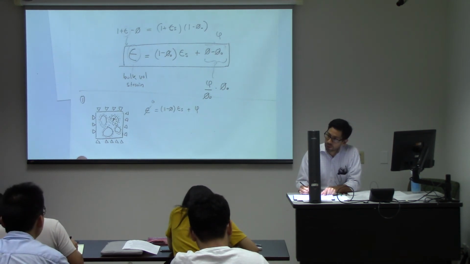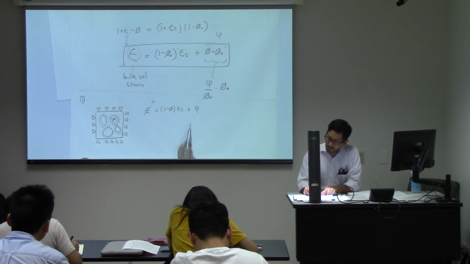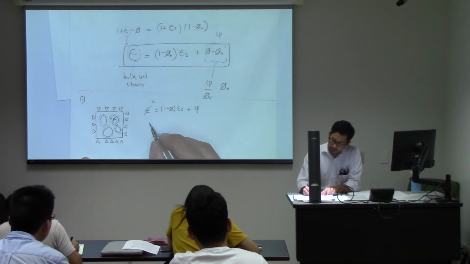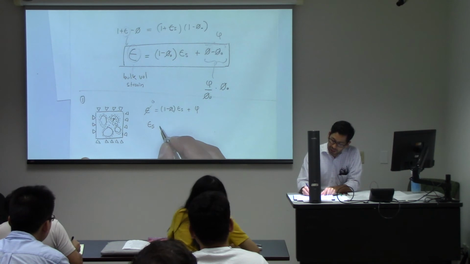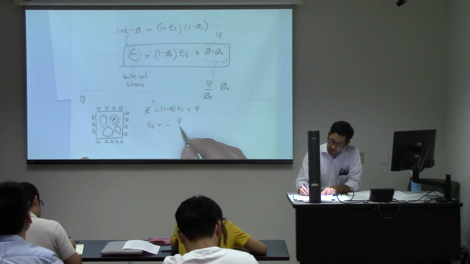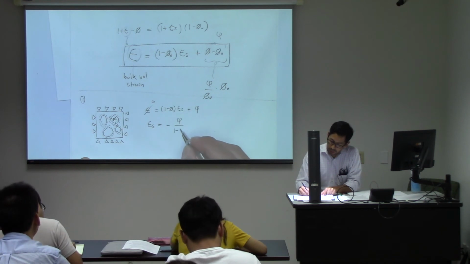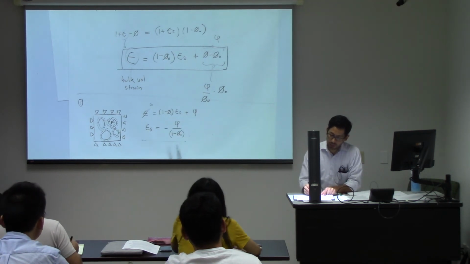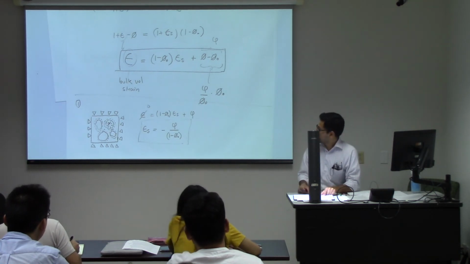And so, therefore, from here, I'm missing that one, the strain of the solid is just going to be the change of porosity divided by 1 minus the initial porosity. And that kind of makes sense.